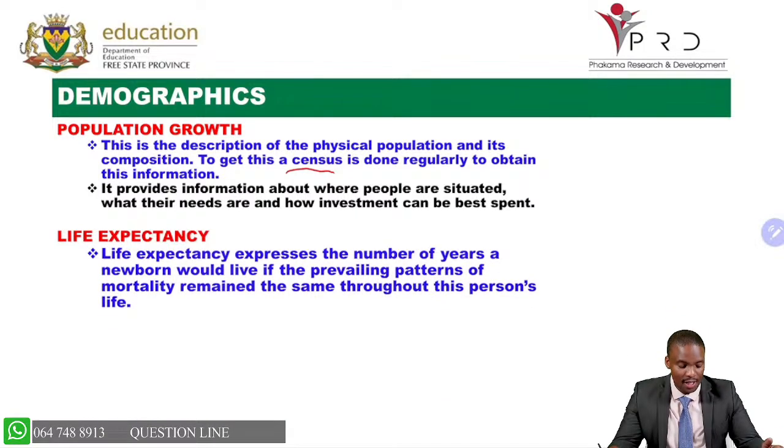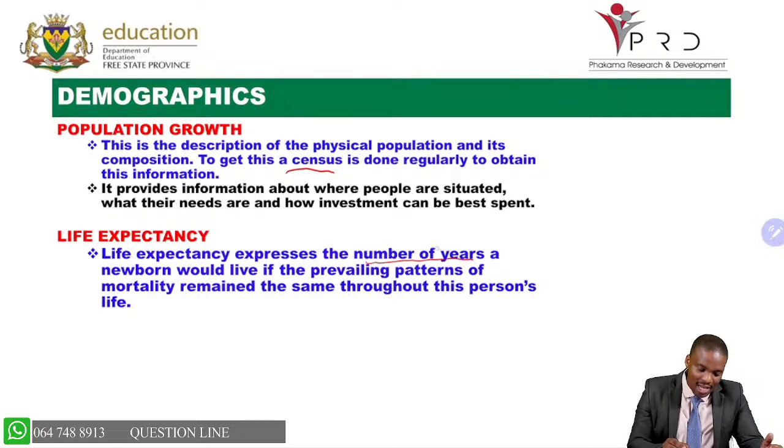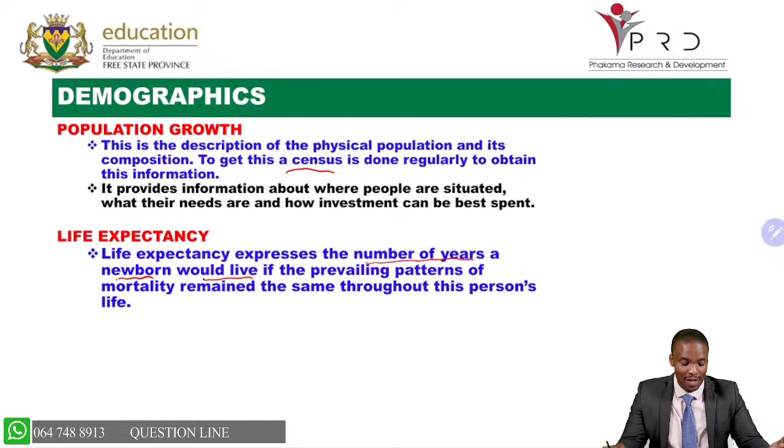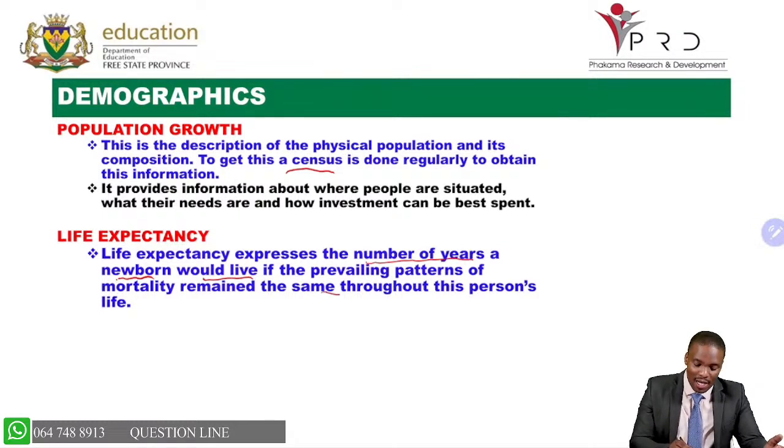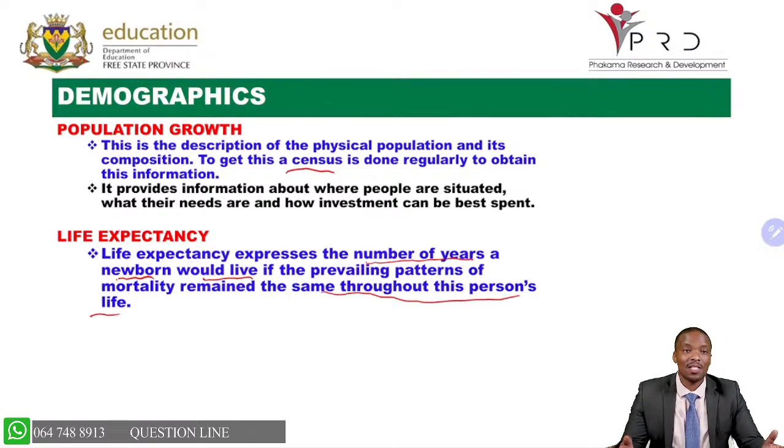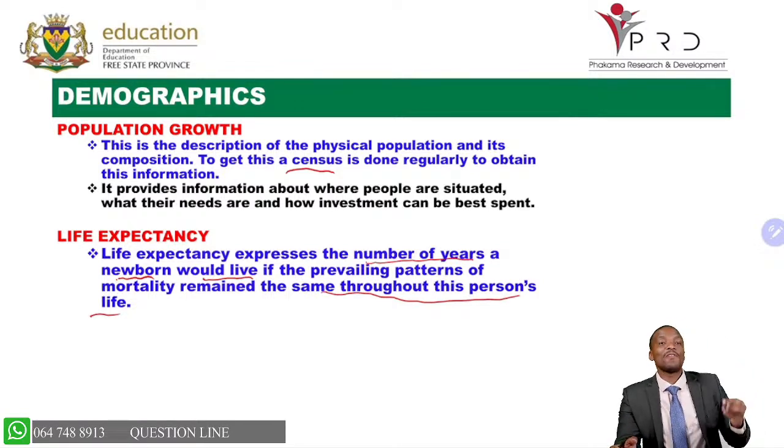Under life expectancy, here we're looking at the number of years that a person born today, which means a newborn, is expected to live or will live. If prevailing patterns of mortality remained the same, we say ceteris paribus. So we are looking at the number of years a person is expected to live from now on going this way.